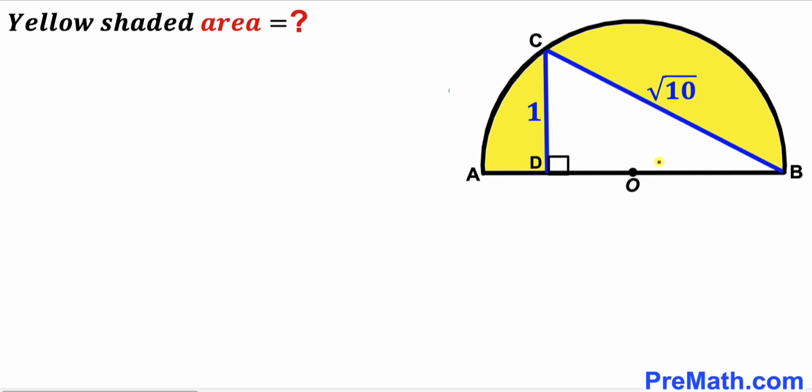Welcome to PreMath. In this video, we have this right triangle BCD fully inscribed in a semicircle with center O, as you can see in this given diagram, such that AB is the diameter of this semicircle, and the side length BC of this triangle is square root of 10 units, whereas the other side length CD is 1 unit. And now our task is to calculate the area of this yellow shaded region, this area and this area combined.